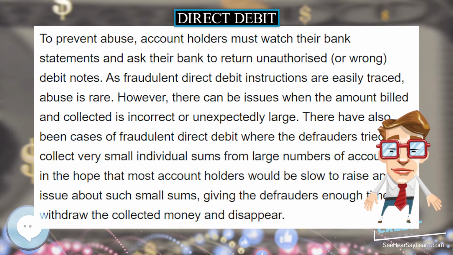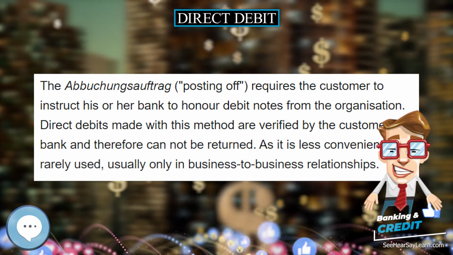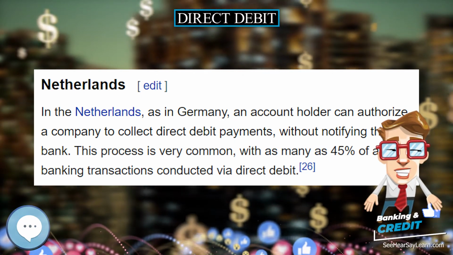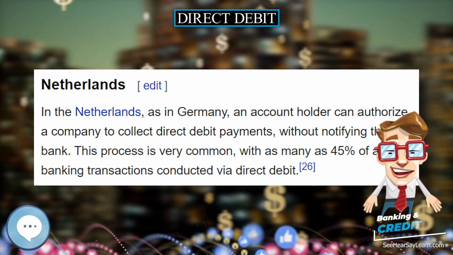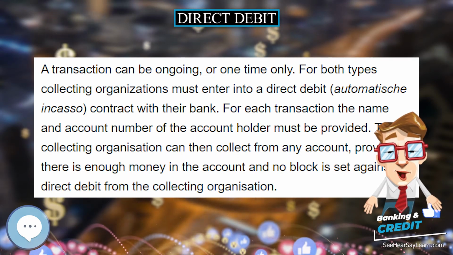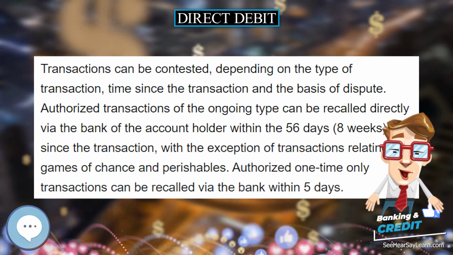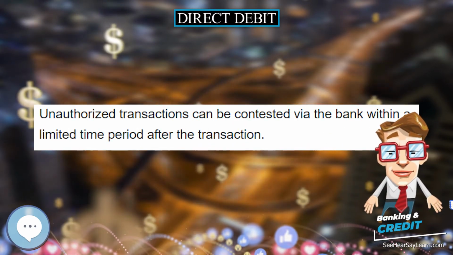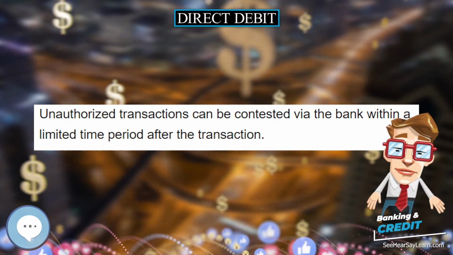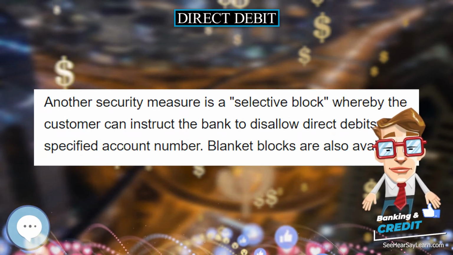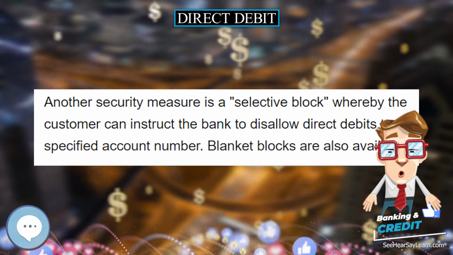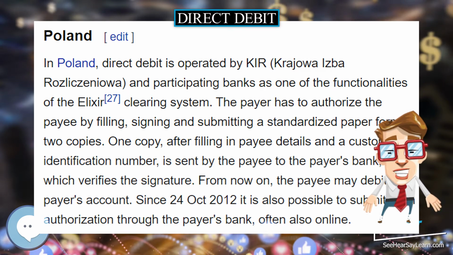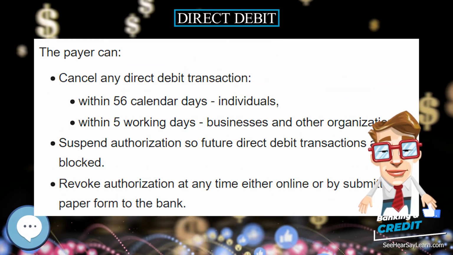Netherlands. In the Netherlands, as in Germany, an account holder can authorize a company to collect direct debit payments, without notifying the bank. This process is very common, with as many as 45% of all banking transactions conducted via direct debit. A transaction can be ongoing, or one-time only. For both types, collecting organizations must enter into a direct debit, automatische incasso, contract with their bank. For each transaction, the name and account number of the account holder must be provided. The collecting organization can then collect from any account, provided there is enough money in the account and no block is set against direct debit from the collecting organization.